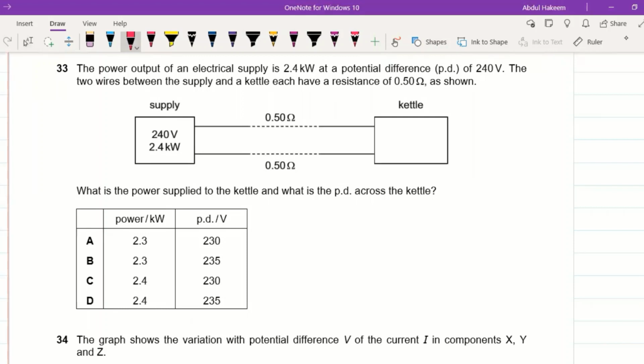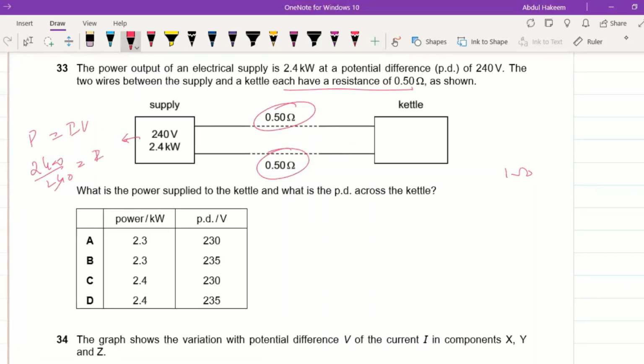So here, each length has 0.5 ohm, so the total resistance is equal to 1 ohm. We need the power in kilowatt and the potential difference. So first we have to calculate the current. Power is equal to IV. The power is 2400 divided by the voltage 240, so the current is 10 ampere.